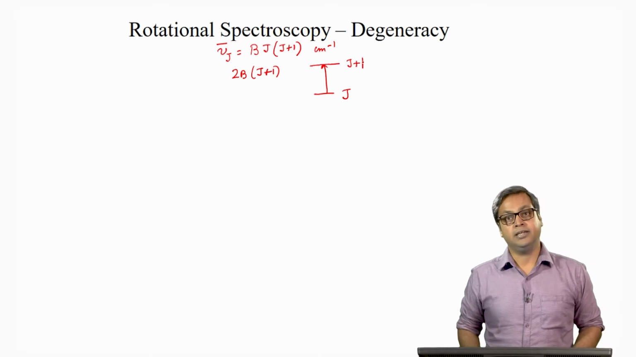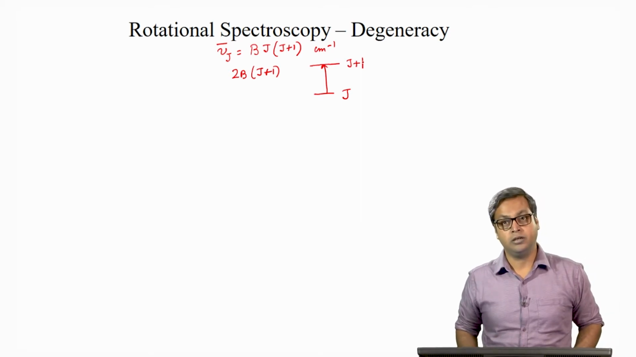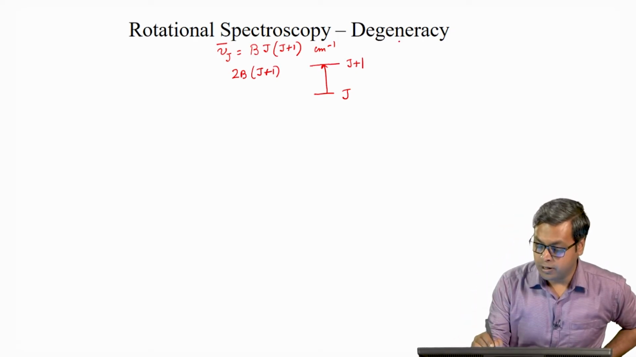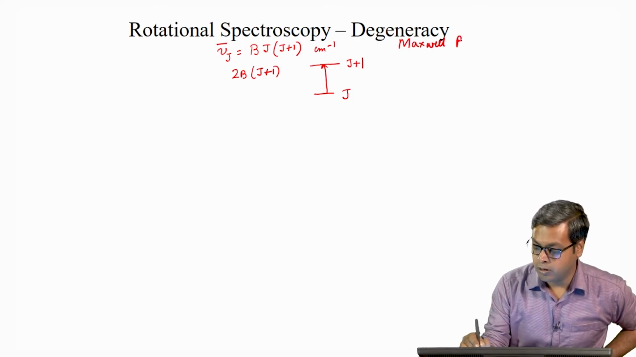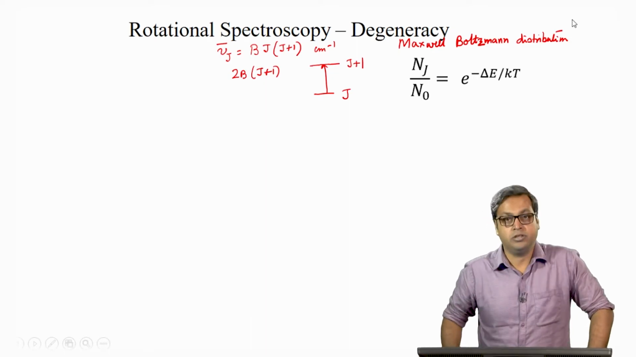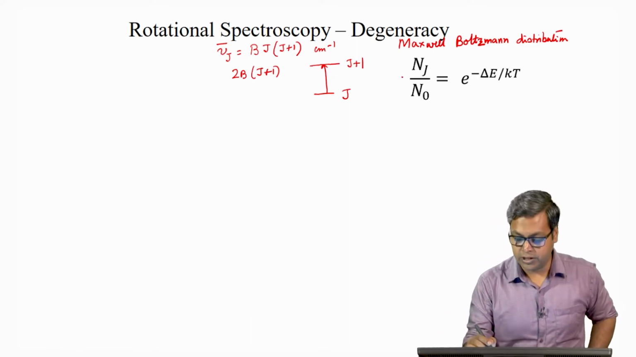The intensity depends on population, and population in turn depends on the Maxwell-Boltzmann distribution. So, the Maxwell-Boltzmann distribution is given by this equation.